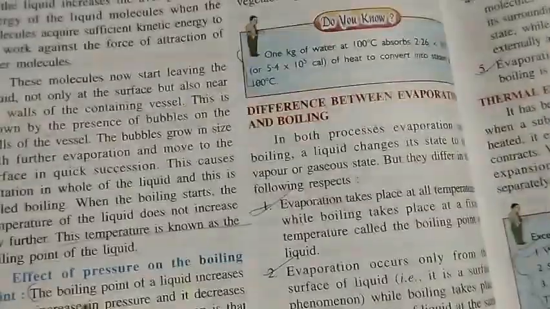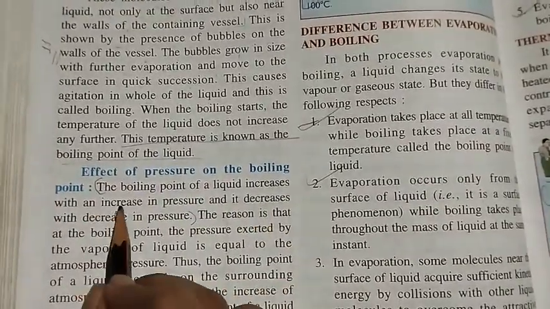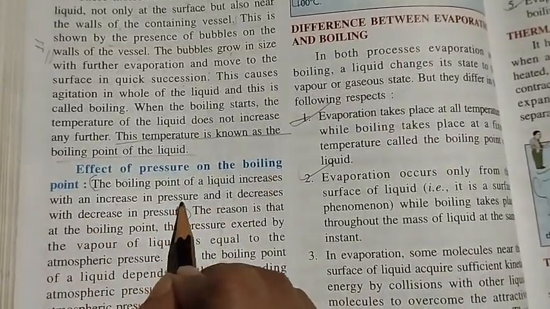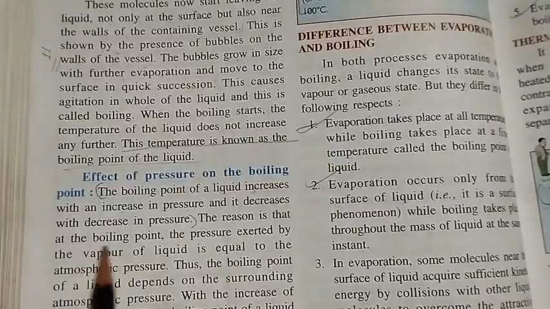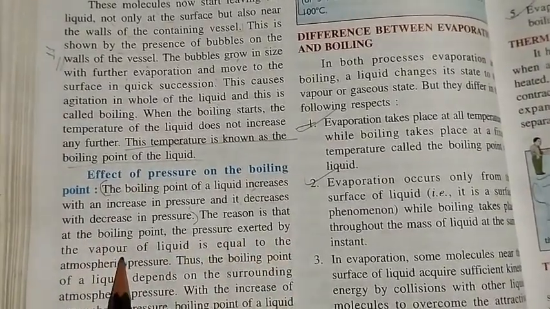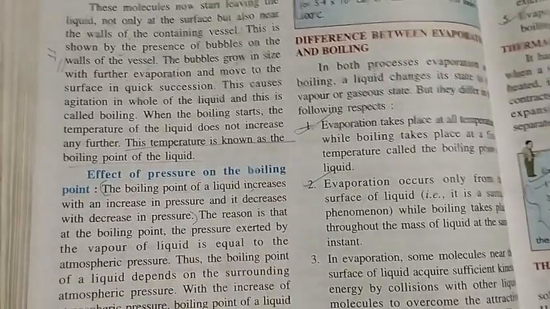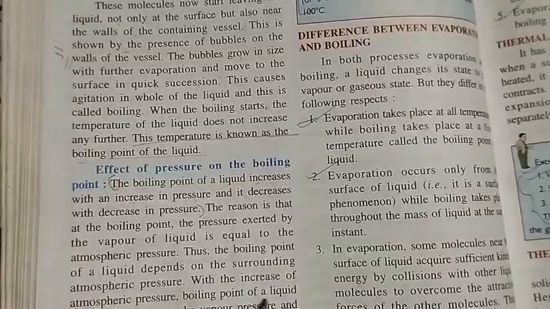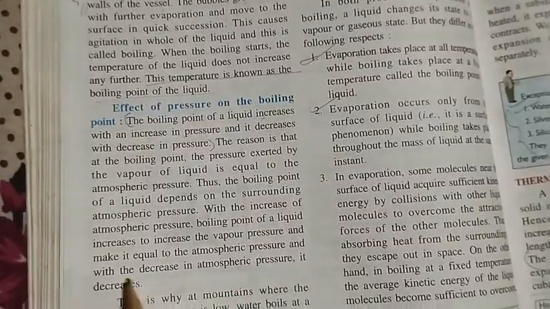Now, effect of pressure on the boiling point. The boiling point of a liquid increases with increase in pressure, and it decreases with decrease in pressure. Means if you increase the pressure, boiling point will increase, and if you decrease the pressure, boiling point will decrease. The reason is that at the boiling point, the pressure exerted by the vapor of the liquid is equal to the atmospheric pressure. Thus, the boiling point of a liquid depends on the surrounding atmospheric pressure. With the increase of atmospheric pressure, the boiling point of a liquid increases to increase the vapor pressure and make it equal to the atmospheric pressure. And with the decrease in atmospheric pressure, it decreases.